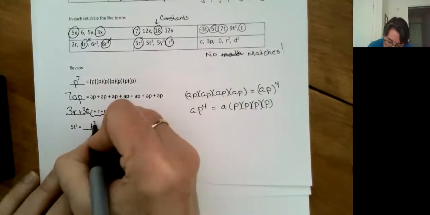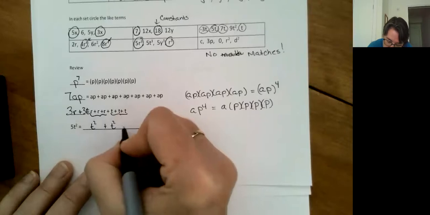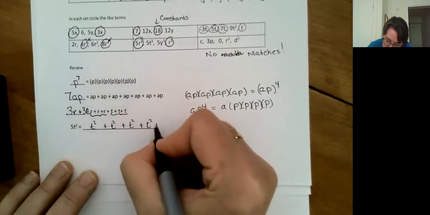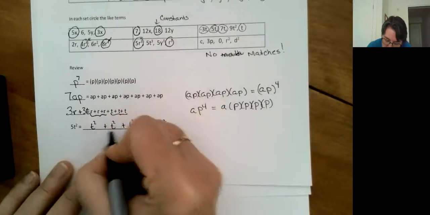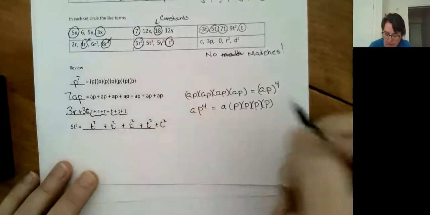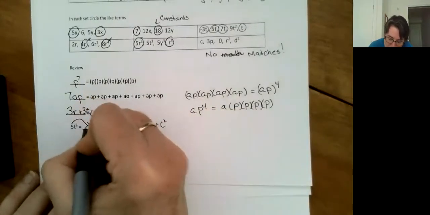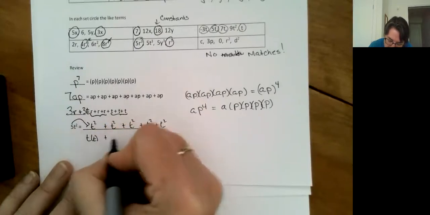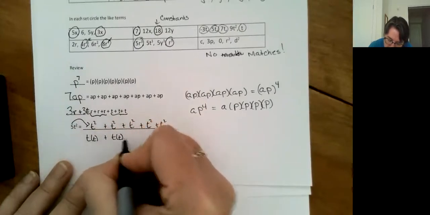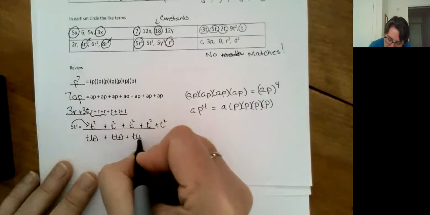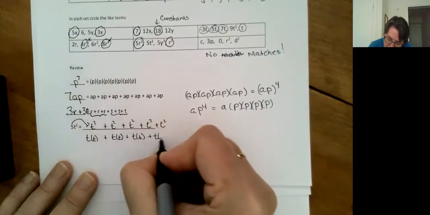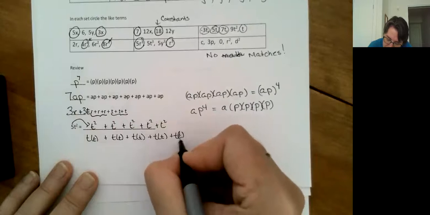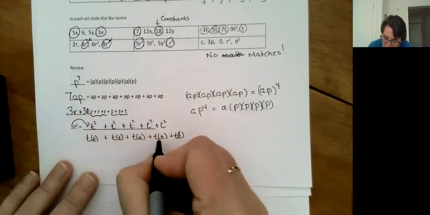5T squared. That means T squared plus T squared, and so on. How many? Yeah, no kidding, it should be 5. 1, 2, 3, 4, 5. Okay, and then each one of these is actually T times T. One, 2, 3, 4, 5.